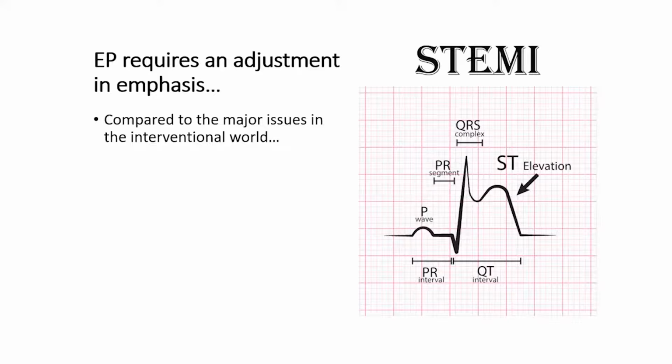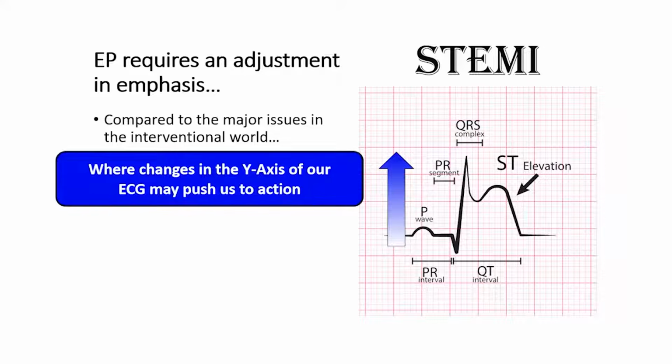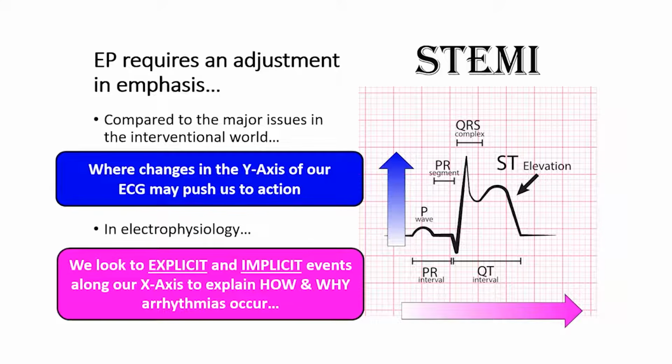So when we step into the EP lab, the first thing to know is that electrophysiology requires an adjustment in emphasis. Compared to the major issues in the interventional world, which focus on changes in the y-axis, in the EP lab, we look for explicit and implicit events based on timing along our x-axis, and we're asked to explain how and why these arrhythmias occur based on this information.